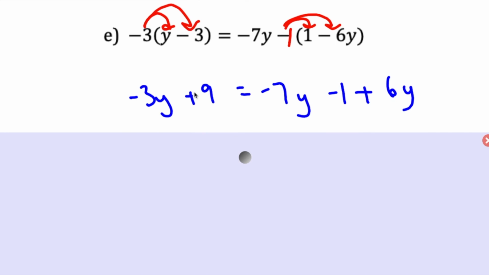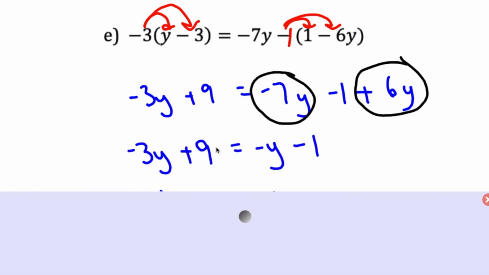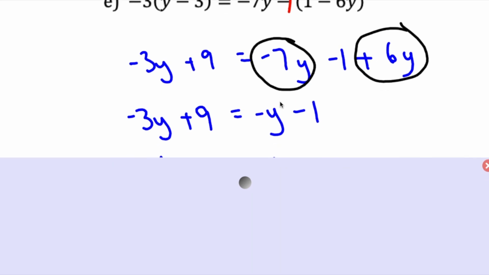So you can see here's the work for that step. Negative 3 times y is negative 3y. Negative 3 times negative 3 is positive 9. I brought down my negative 7y. Negative 1 times 1 is negative 1. And negative 1 times negative 6 is positive 6. So now I will combine my like terms. There are no like terms over here to combine. On this side, I have a negative 7y, and I have a positive 6y. So add those together, and you get negative y. So I brought down the left-hand side, negative 3y plus 9, equals, over here, negative 7y plus 6y is negative y, and then I brought down my minus 1.